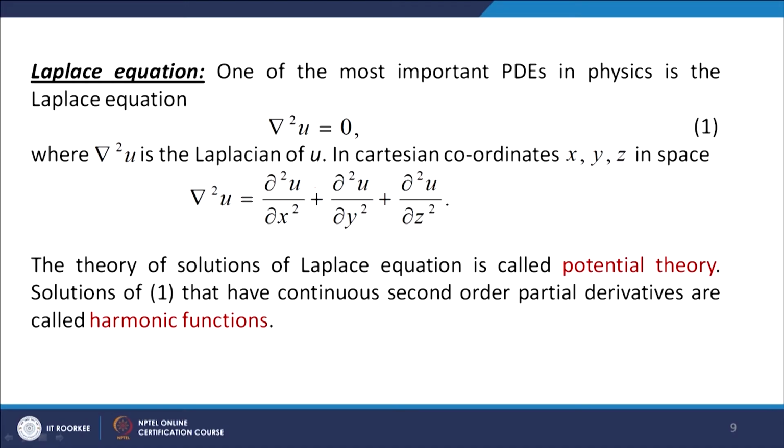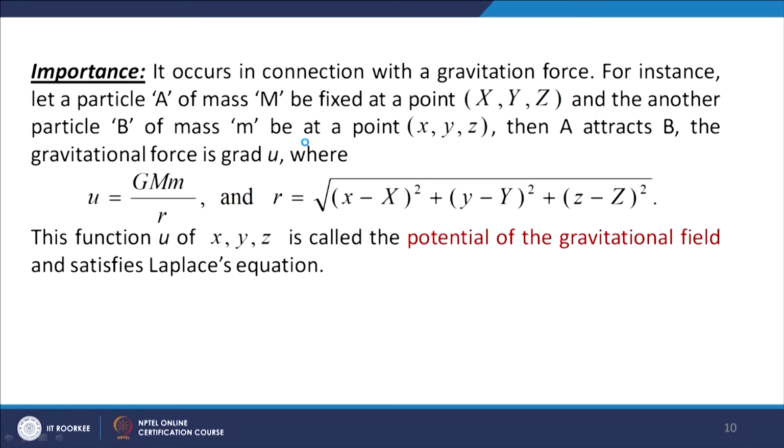In Cartesian coordinates x, y, z in space, del squared u is the sum of the second partial derivatives: d squared u by dx squared plus d squared u by dy squared plus d squared u by dz squared. The theory of solutions of the Laplace equation is called potential theory, and the solutions that have continuous second order partial derivatives are called harmonic functions.